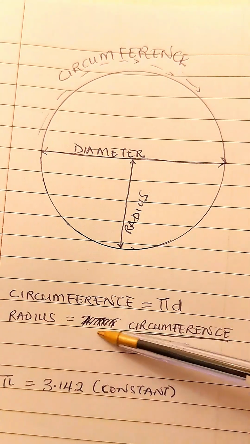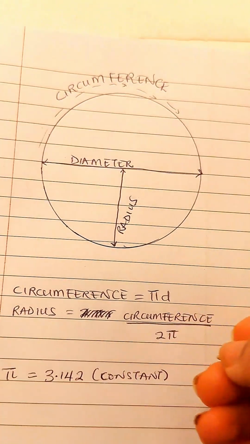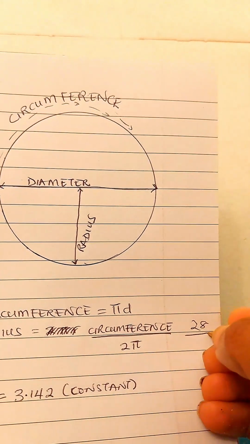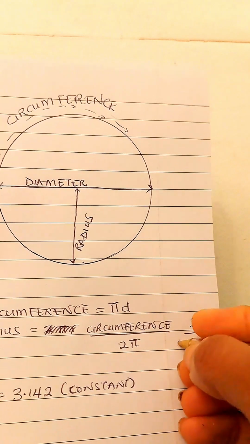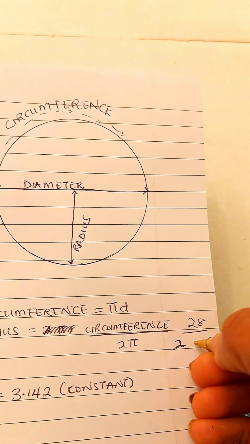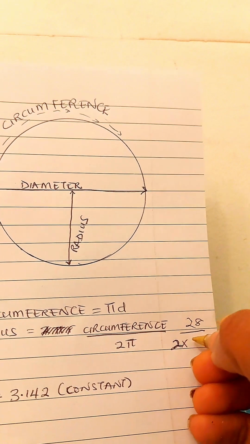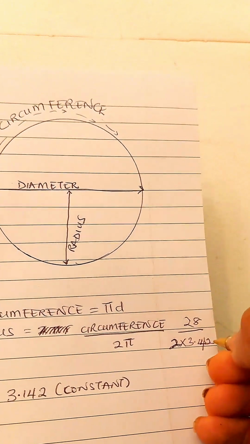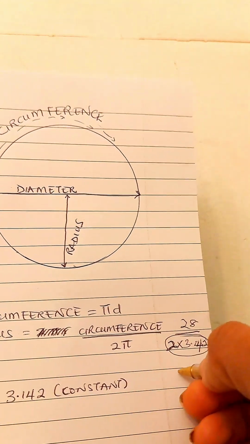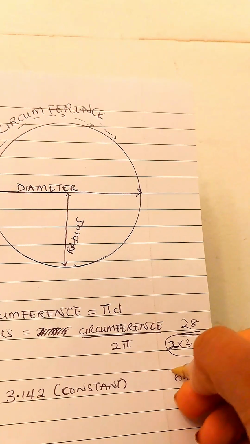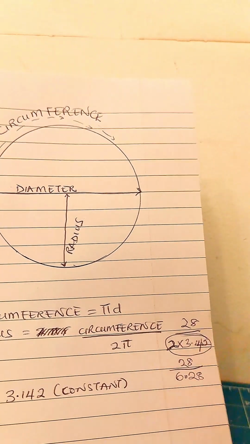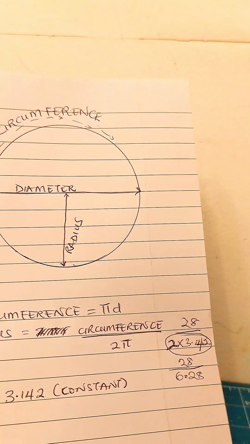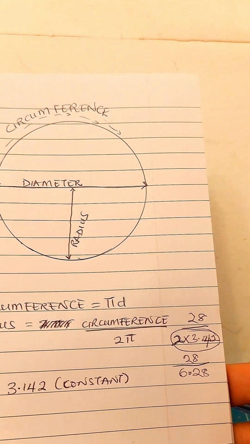It's the same thing as writing that to get the radius for my skirt, my waist, 28, divided by 2 pi. Remember, pi is a constant. So it is 2 times 3.142, and this value is 6.28. That's the reason why for a full circle, you use the formula: your waist measurement divided by 6.28. I hope I'm clear on this.